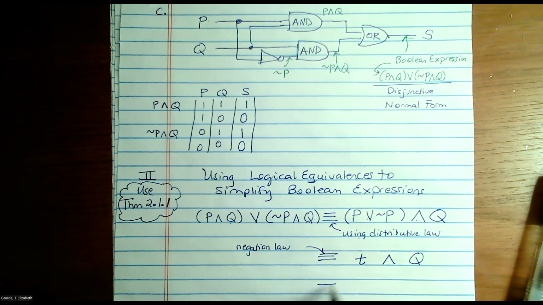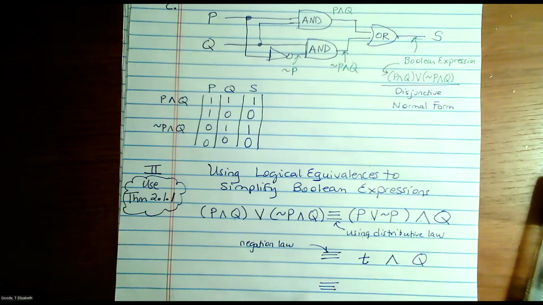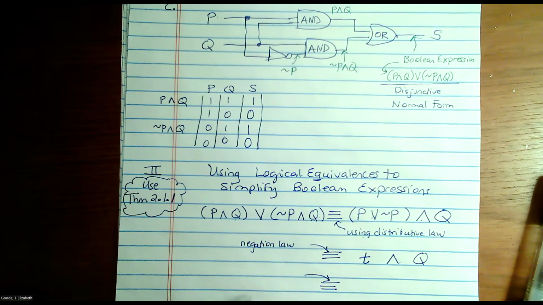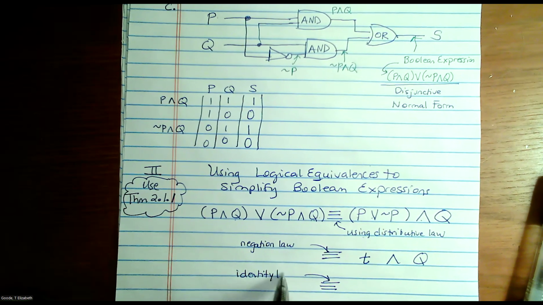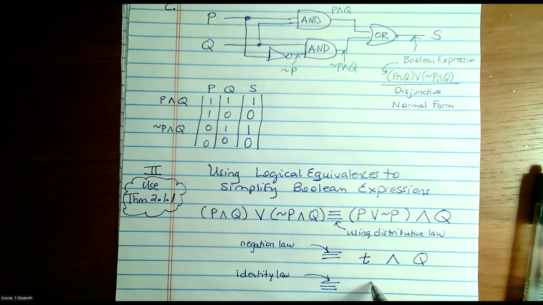And then finally, a tautology ANDed with anything is just that anything. So now that is the identity law. By the identity law, if you take a tautology and you AND it with any expression, that is logically equivalent to that expression. Okay.